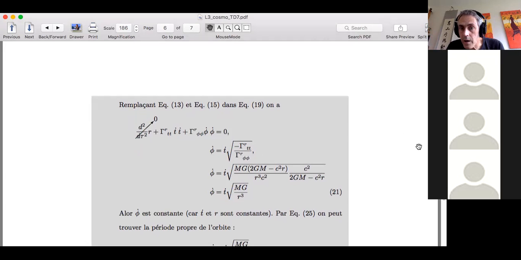Okay, I think, yes, we did prove it's a geodesic. This is the geodesic equation, and we solved it. We solved this equation. And this is the solution.